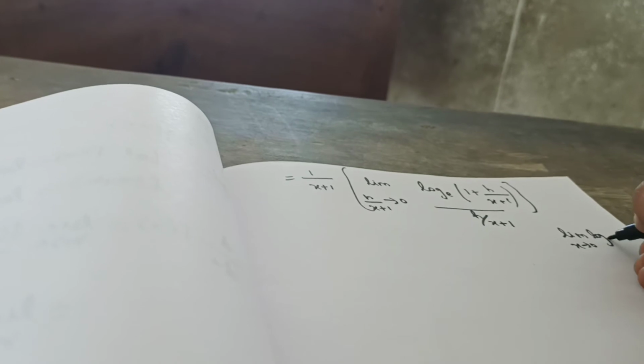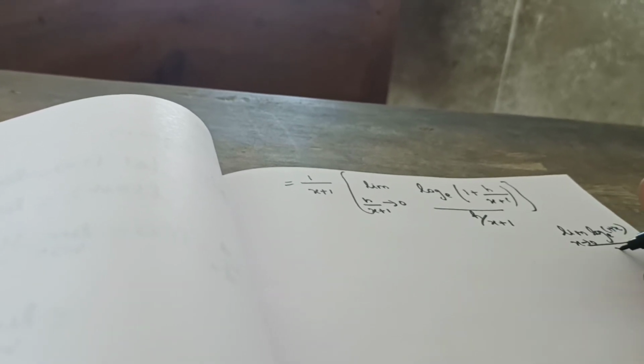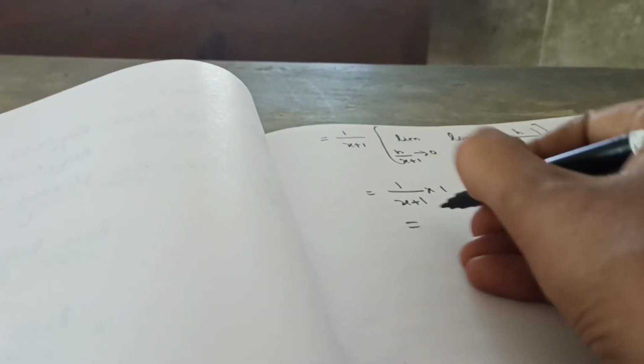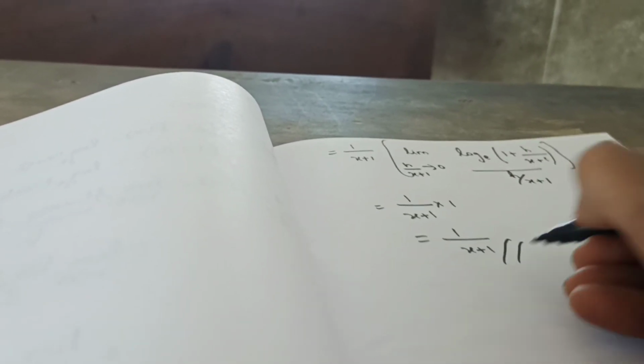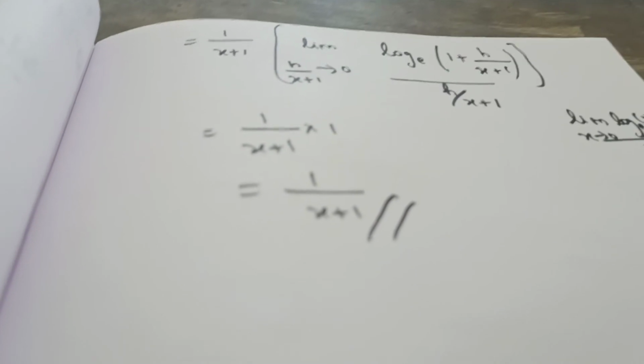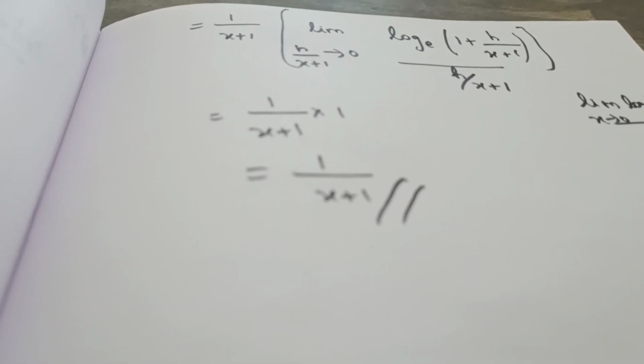So if h tends to 0, already you have learned the formula: limit x tends to 0 log e of 1 plus x divided by x, the value is equal to 1. So we can substitute 1 in its place. So what will happen? 1 by x plus 1 into 1. So what's the answer? 1 by x plus 1. This is the required answer. Understand, students? So you keep it in mind. Already in the previous section I taught you some standard derivatives. So if you are very thorough with that, you will be very familiar with this problem.